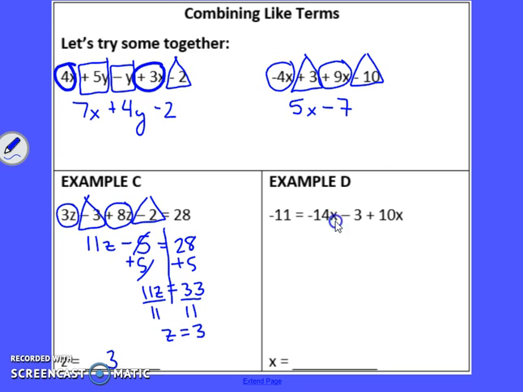All right, so let's look over here. Negative 14x, so I know I have x's, minus 3 plus 10x. All right, so I have negative 11 equals, I have negative 14 and then positive 10, so that's going to be negative 4x. And I just have one constant here, so minus 3. And now everything has been combined, so now I'm going to solve for my variable.